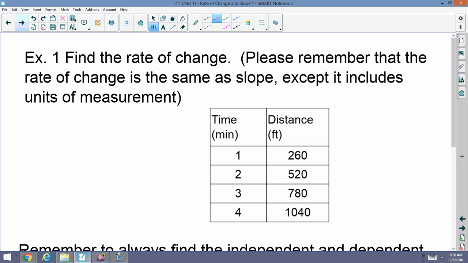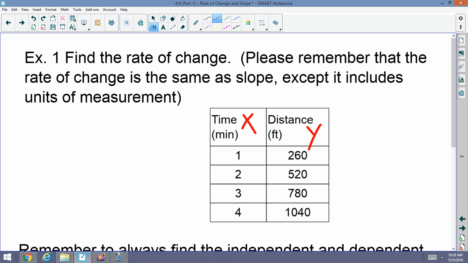Find the rate of change. Please remember that a rate of change is the same as a slope, except it includes units of measurement. So the first thing I'm going to do here is define who my x and who my y is. Remember that my x is always independent and my y is always dependent. So here, who are the x's and who are the y's? Very good. This is x. Hint, hint, guys. Time is always independent. Time does not matter. It doesn't depend on anything. Whether it's a happy day or a sad day, time is passing. It's unfortunate, but that's the way it goes.